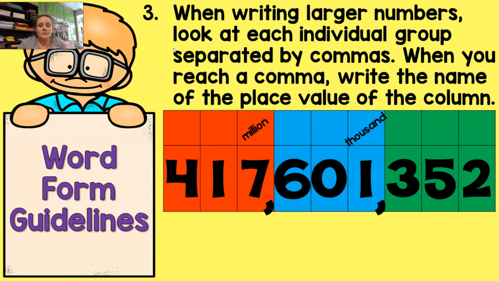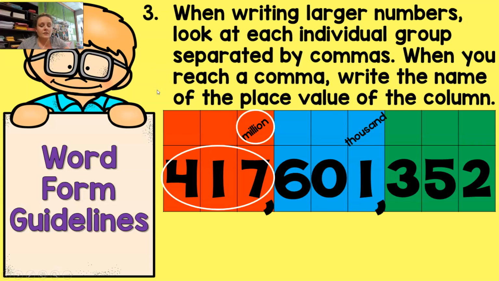When writing larger numbers, look at each individual group separated by commas. When you reach a comma, write the name of the place value of the column. So we've got 417. I get to the comma, and I know I say million. 601, I get to the comma, so I say thousand. 352, I just read that one out. So that helps me when I'm writing it, right?